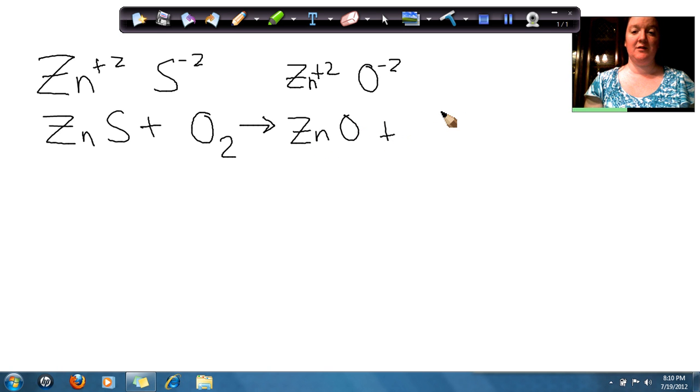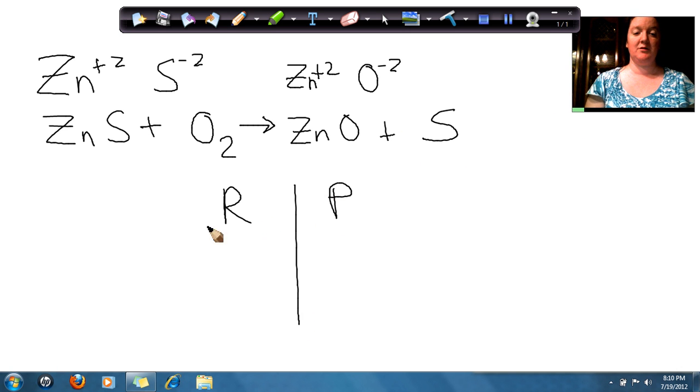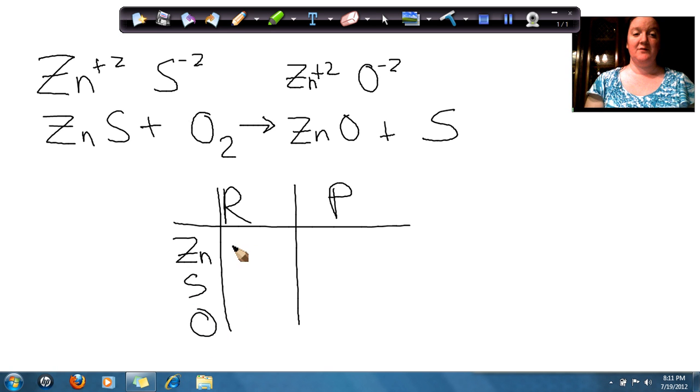And we're going to add sulfur. And sulfur in this case is all by itself. So now we need to look at our reactants and products and see if we have a balanced chemical equation. First we're going to start out with zinc, then sulfur, then oxygen. If I look at zinc, I have 1 on each side.